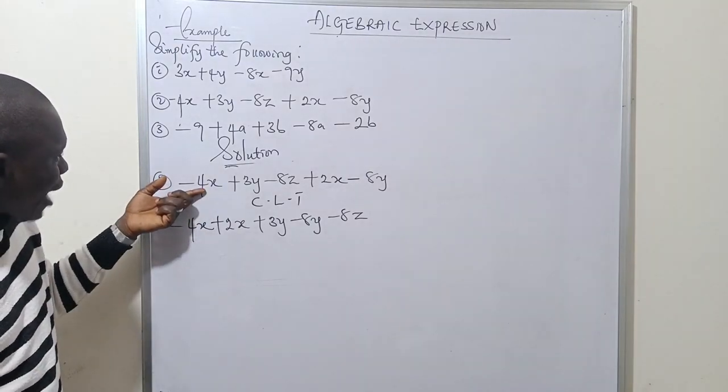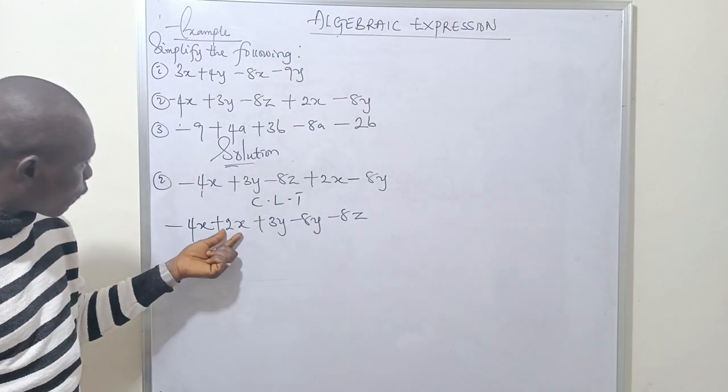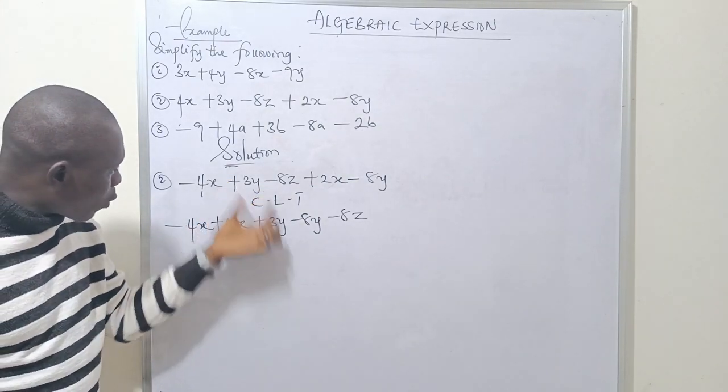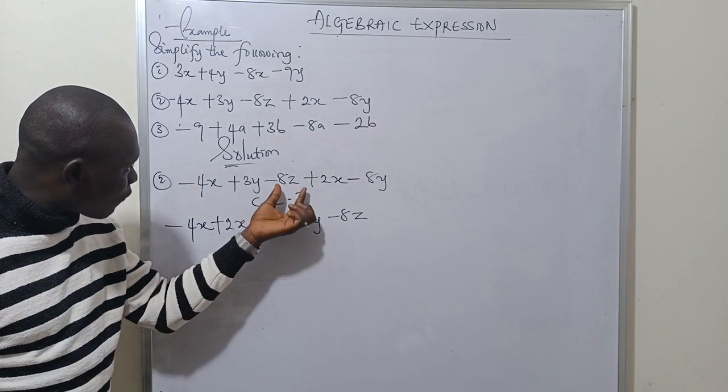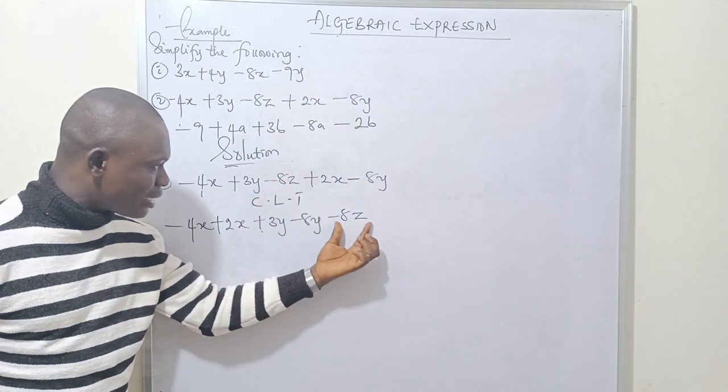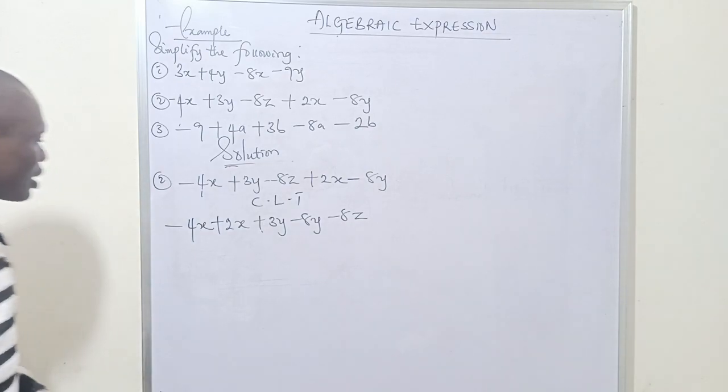Now your minus 4x can combine with plus 2x. I'm bringing it here. Then this plus 3y, this is z here. Then you're having your minus 8y, it combines with plus 3y. Then your minus 8z comes here. So it's very simple. It's as simple as that.